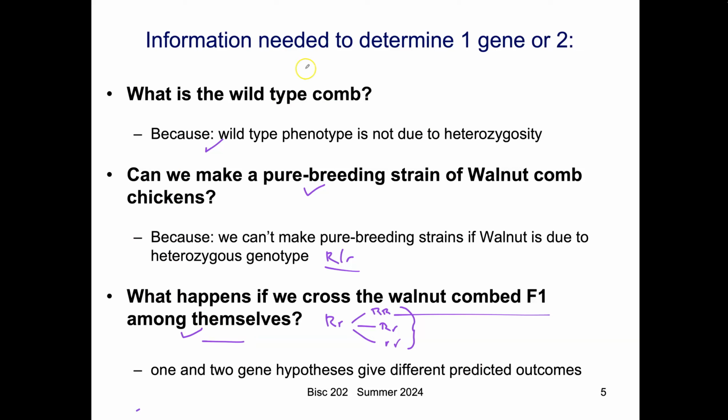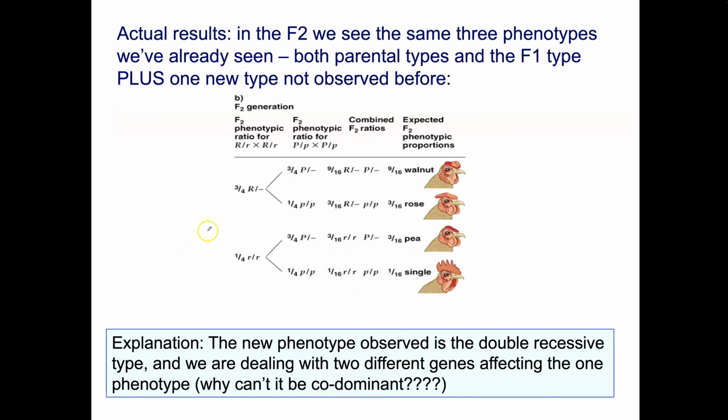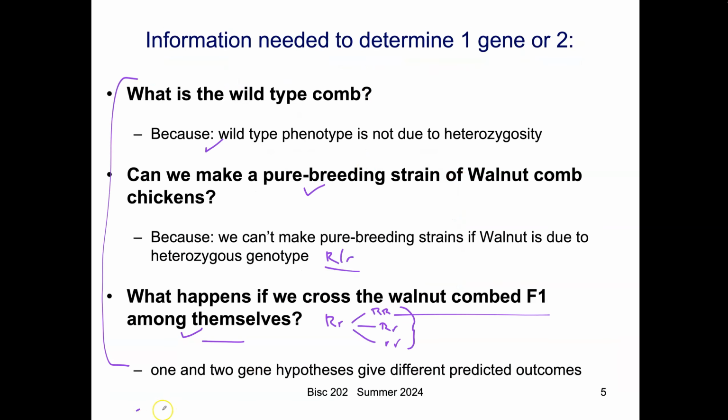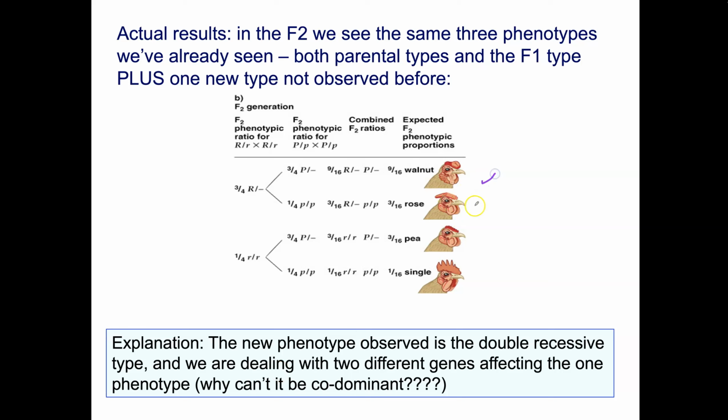So think about the consequences. If you're trying to determine whether there's a single gene or two genes, this is the kind of information we need to know, and we need to answer all these questions in order to help us decide. And it turns out in the F2, we basically end up seeing 4 different phenotypes, and they are 9/16 of the walnut, and 3/16 of the rose, 3/16 of the pea, but there's this new category called single comb. And if you look at these ratios, you can figure out how the genes work.